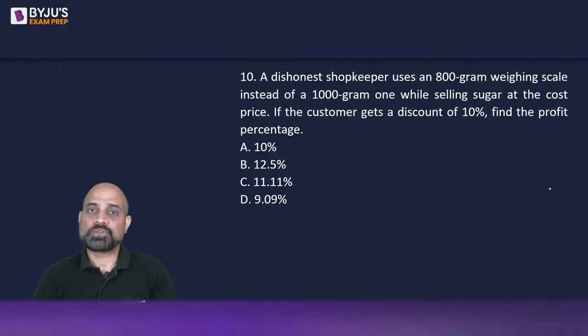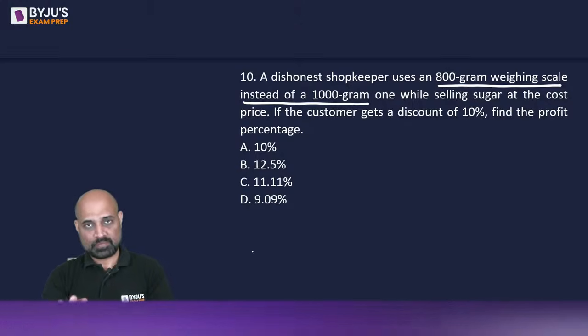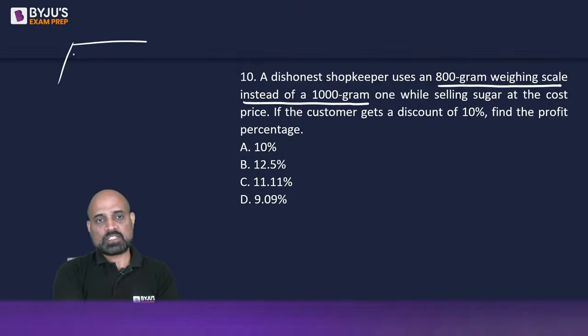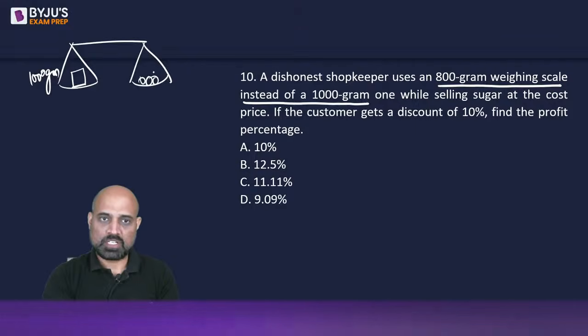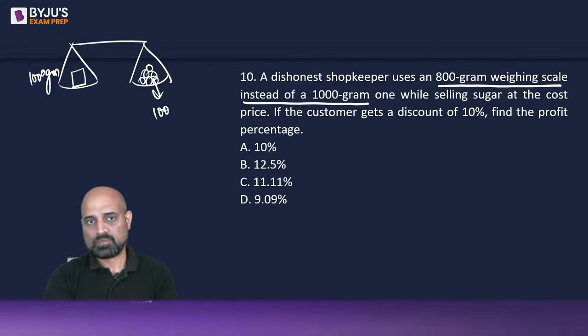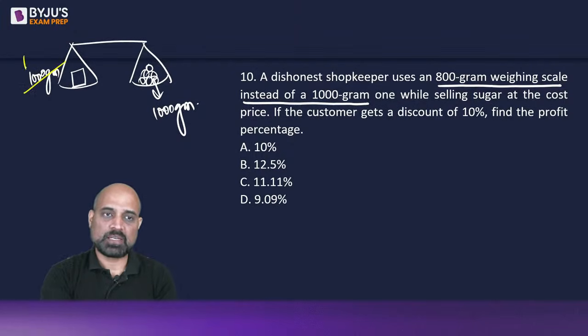Okay. The next question. A dishonest shopkeeper uses an 800 gram weighing scale instead of a 1000 gram one while selling sugar at a cost price. So 800 gram weighing scale instead of a 1000 gram. इसका मतलब क्या है? So this is, let's say, a beam balance where he is supposed to put 1000 gram का weight so that 1000 gram का commodity goes. But what he does is he uses an 800 gram weighing scale. So 1000 की जगह he ends up having 800 gram.